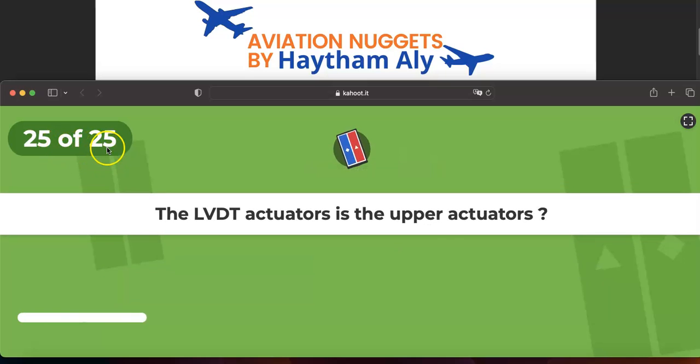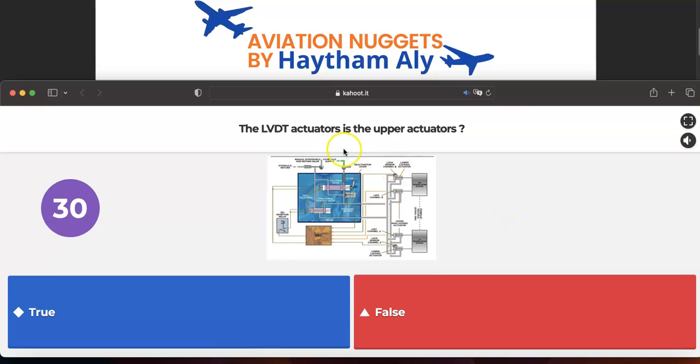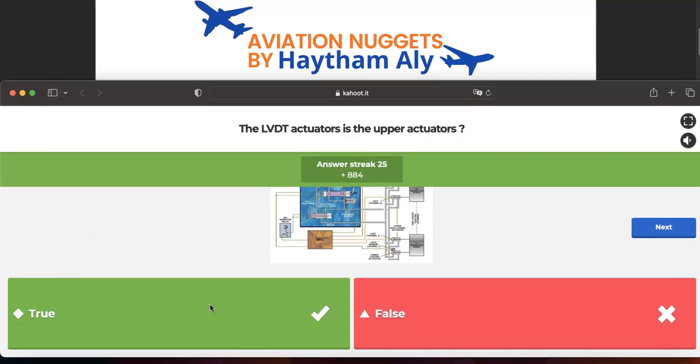Question 25 of 25. The LVDT actuator is the upper actuator. This statement is very true. Yes, the upper actuator is the non-locking LVDT actuator, and the lower actuator is the locking actuator.